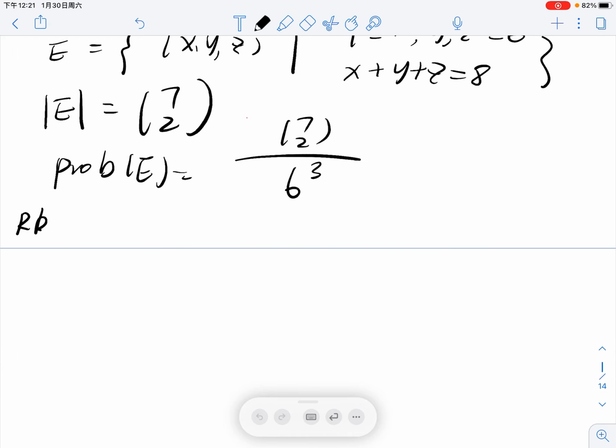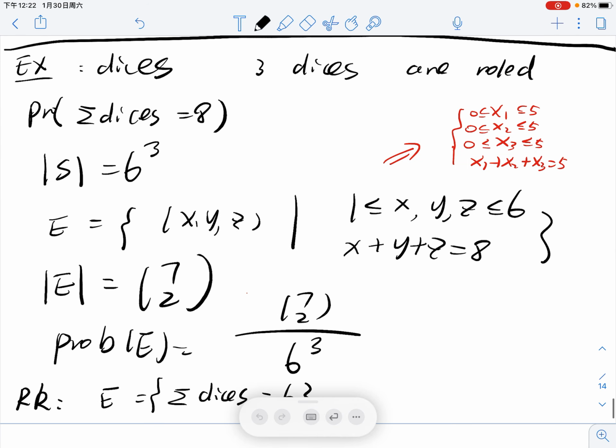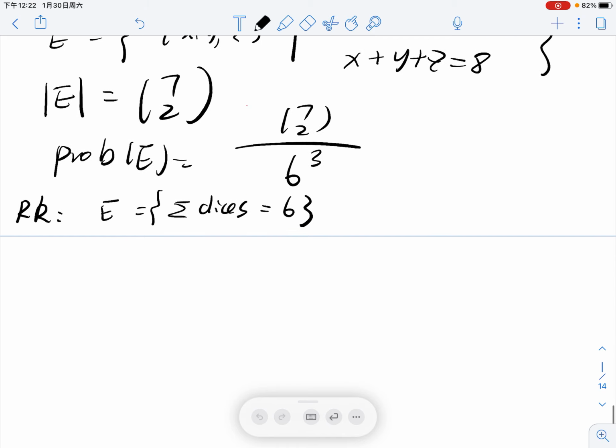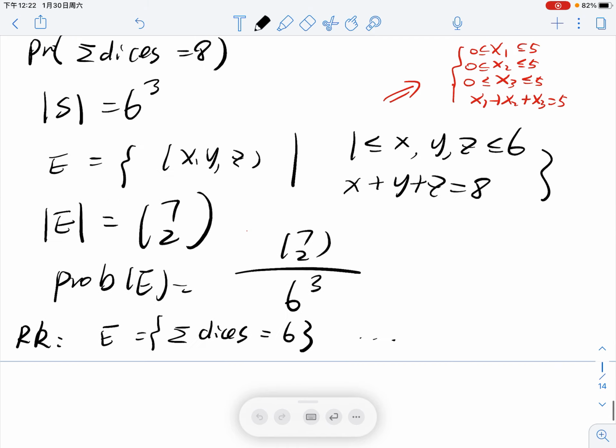And a more difficult problem is if E is the event that the summation is, for example, 6. Then the problem is more difficult because R is no longer less than the upper bound. Then you cannot use that formula. Okay, so I leave this problem to you.